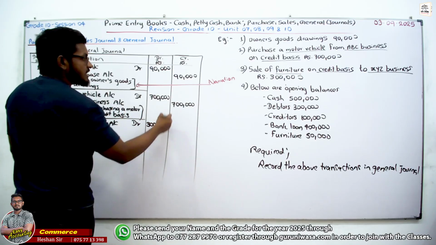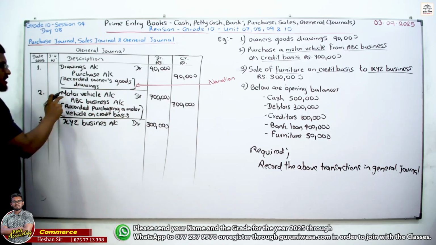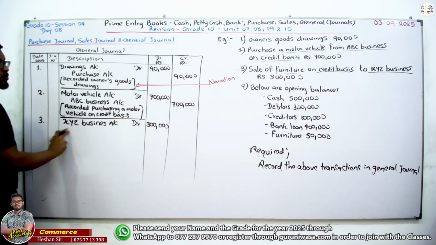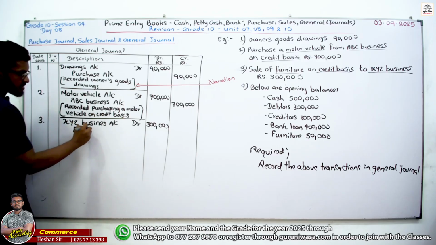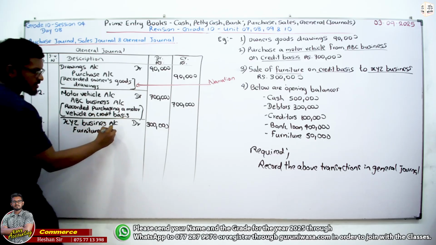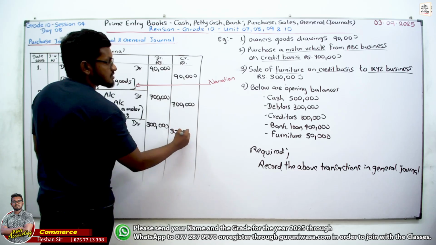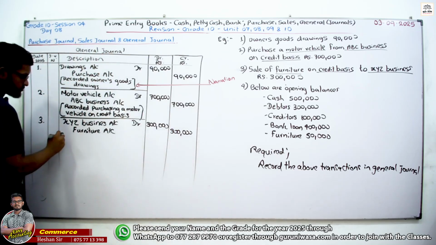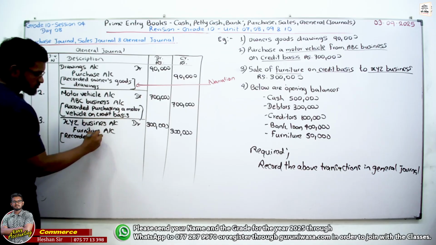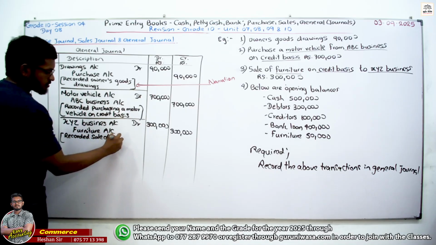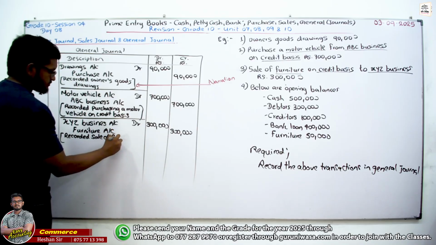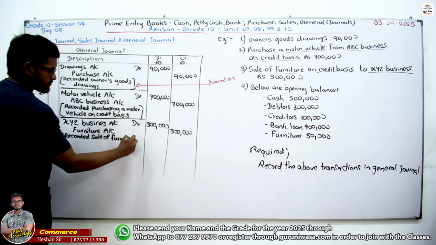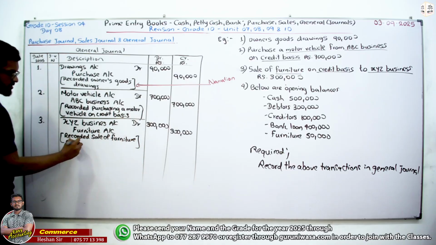300,000. Since we give furniture, just remember when we are writing the credit entry we keep some space and write. Furniture goes away, so furniture account credit 300,000. Write as recorded sale of furniture on credit base.